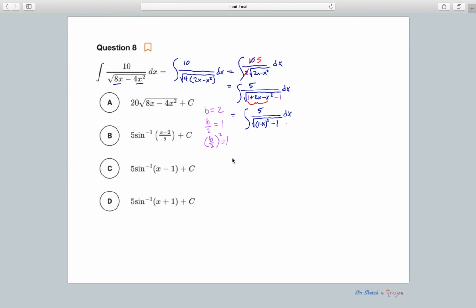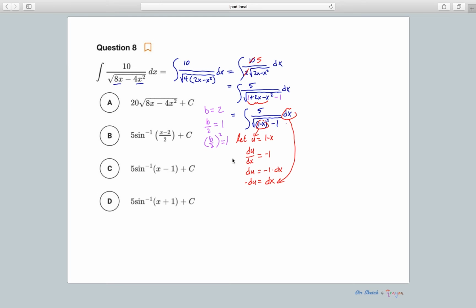And now we're ready to make a u sub. So I'm going to let u equal 1 minus x. So then du dx is negative 1. So du is negative 1 times dx, or I can divide out the negative 1. Negative du is dx. All right. So this becomes our u. dx gets replaced with negative du.